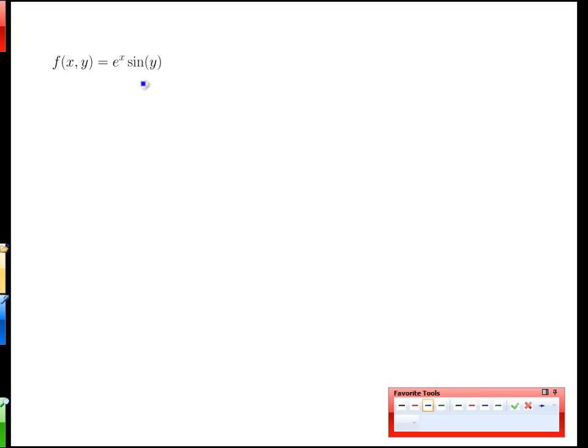Our function is e to the x times sine of y. Let's use the alternative notation here. F sub x, or the x derivative, treat y as a constant. That means sine of y is all constant. So we'd have the derivative of e to the x times sine of y. And we just noticed that we did get this by taking the derivative of e to the x, which just is e to the x again.